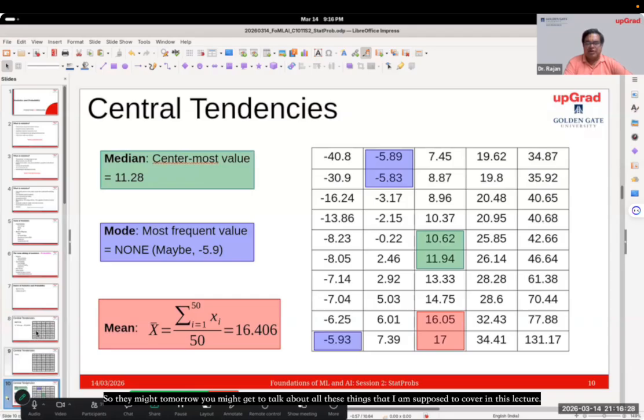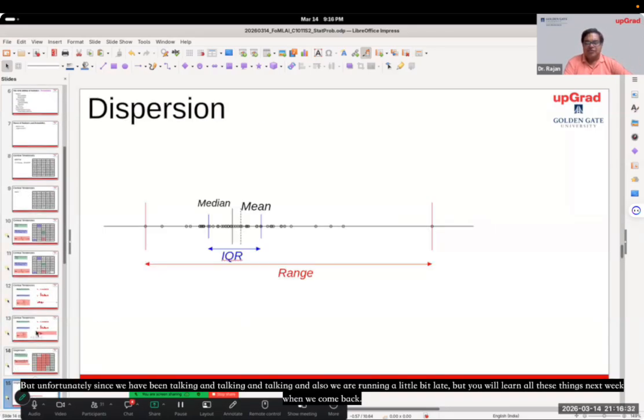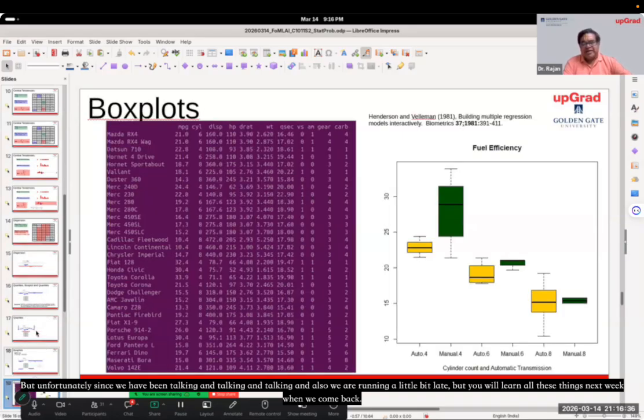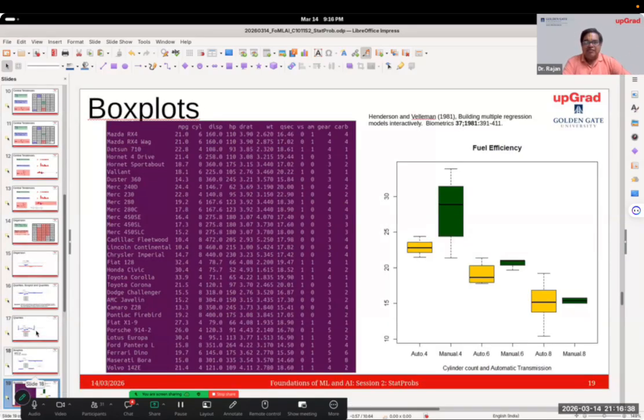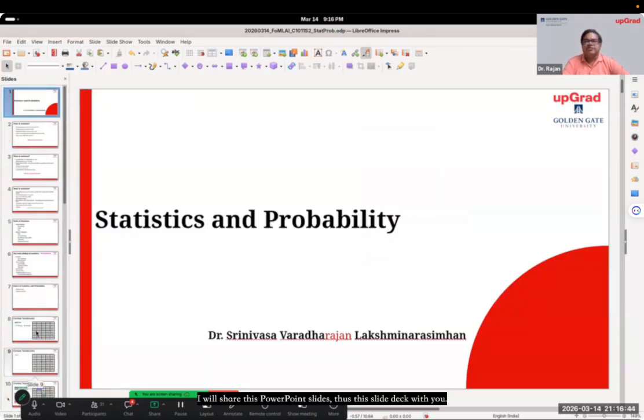So tomorrow you might get to talk about all these things that I am supposed to cover in this lecture, but unfortunately, since we have been talking and talking, we are running a little bit late. You will learn all these things next week when we come back, and we will get a deeper understanding. I will share this slide deck with you. Obviously, I will convert it to PDF and share it. You can go through it, use it tomorrow, and come prepared for the next session.